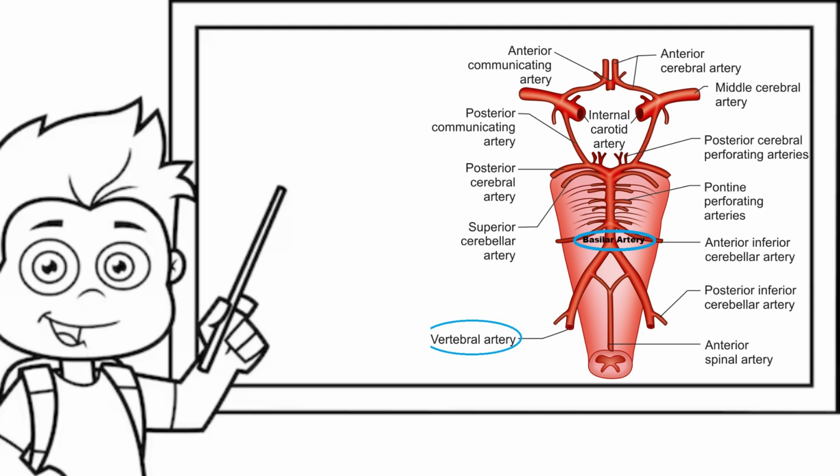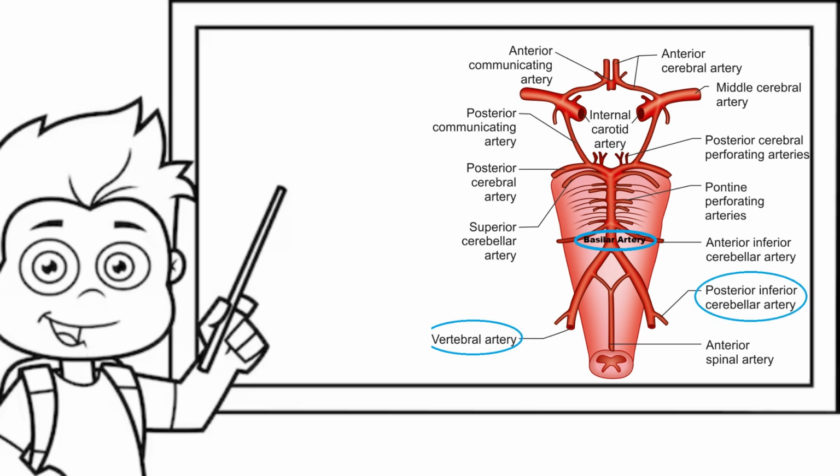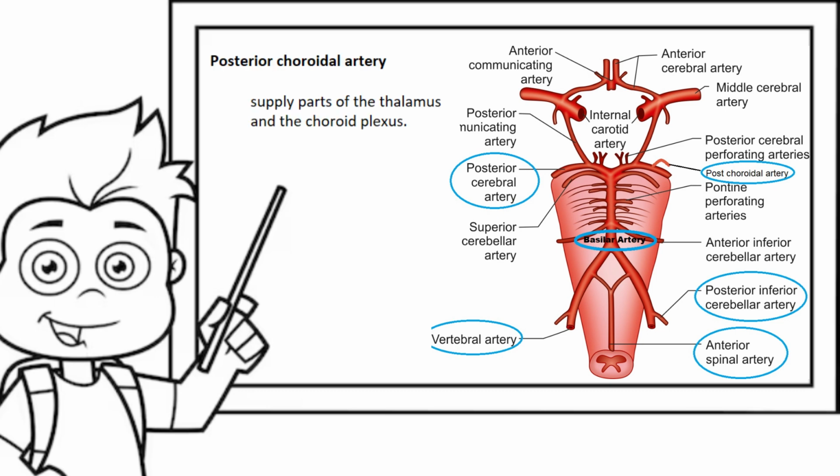From this vessel, smaller branches come off like exits from a highway, and they supply deep and critical parts of the brain. Key arteries in the posterior circulation include: 1. The PICA, also known as the posterior inferior cerebellar artery. This arises from the vertebral artery. Next is the anterior spinal artery, which is also from the vertebral artery. Next is the posterior cerebral artery, which comes off the top of the basilar artery. And from the posterior cerebral artery comes the posterior choroidal artery. Note the posterior choroidal artery supplies parts of the thalamus and the choroid plexus.